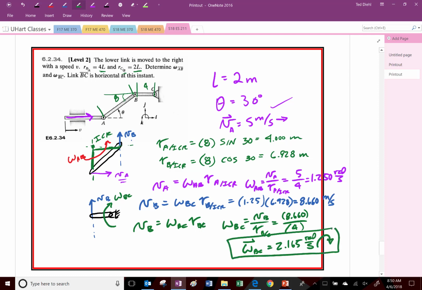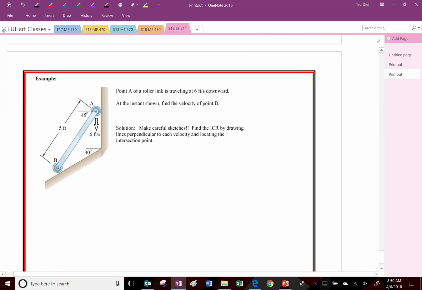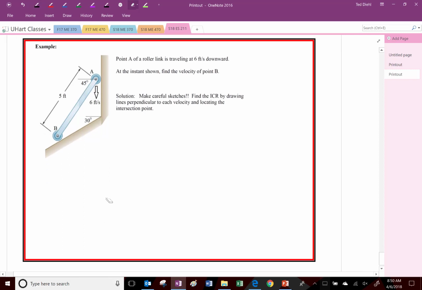Okay. I think I did this other one in class right here, so I won't belabor the thing. This one, once again, you got to be careful with your angles. I think I should have drawn that a little bit further down. Or even write, make careful sketches, is what I wrote in the thing. And I'm probably not making a careful enough sketch.